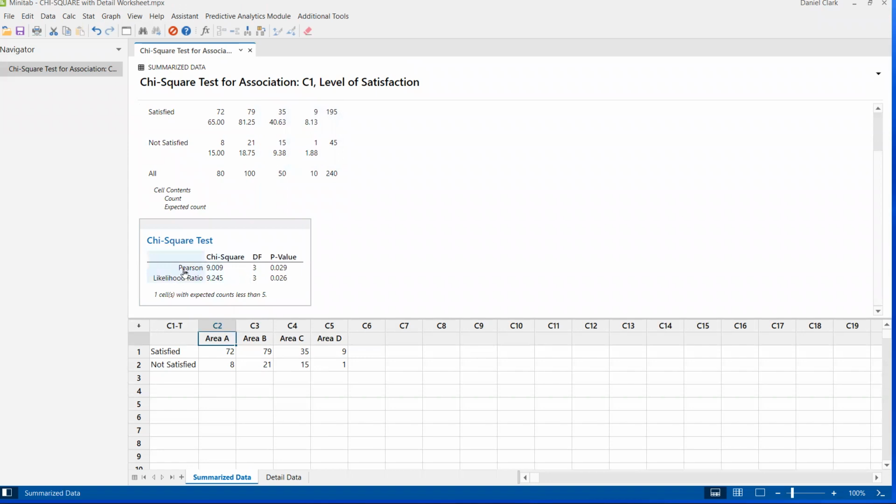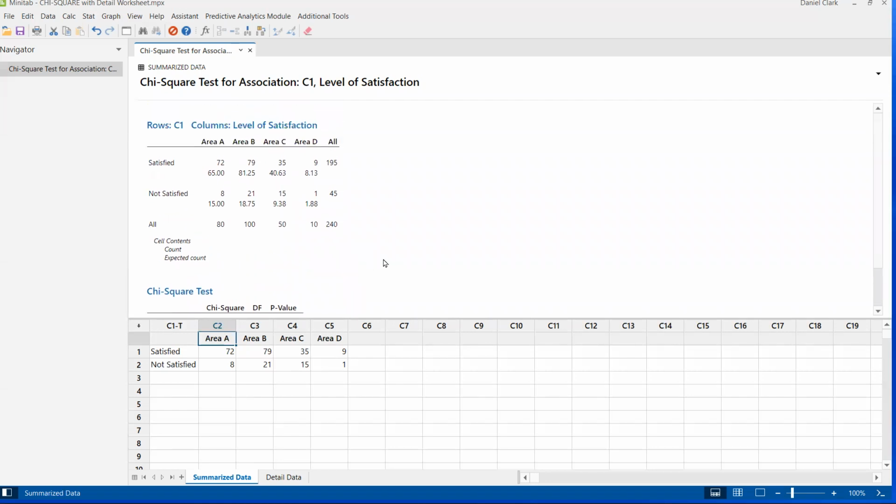The result that we're looking at is going to be the Pearson chi-square test. And the statistic we're looking at here is the p-value, 0.029. That p is low. It's below our alpha of 0.05. So based on that, we would reject the null hypothesis and conclude at least one of the areas is different in terms of the proportion of customers satisfied.